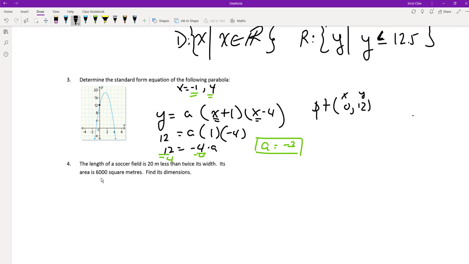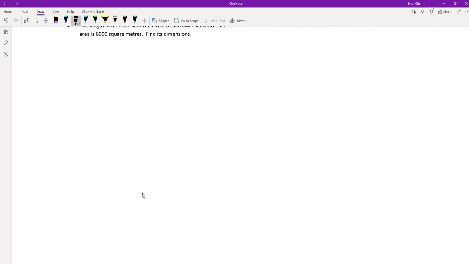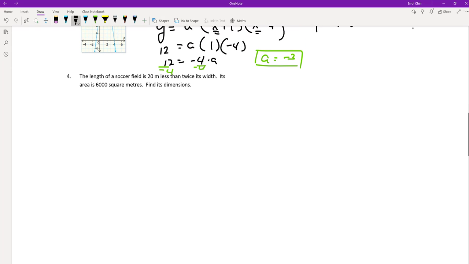The next example says the length of a soccer field is 20 meters less than twice its width. Its area is 6,000 square meters. Find its dimensions. Sometimes it makes life easier if you can draw a picture. Let's say this is the length and this is the width. The length is 20 meters less than twice the width, so I'm going to double the width and then subtract 20.